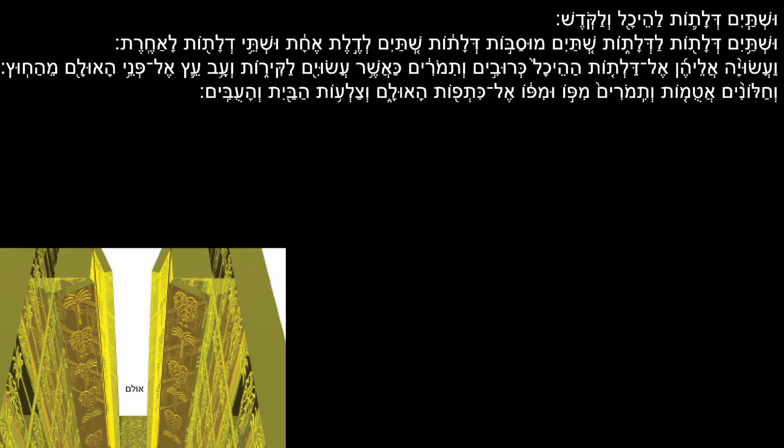There were 2 doors for each set of doors, 2 swinging doors. 2 to one door, and 2 doors to the other one. And you could see how it's opened, that it's split, and you could see that it has 4 doors in here. Engraved upon them, on the doors of the sanctuary, were Kruvim and date palms, just like we explained, it was done to the walls of the hall, on the outside.